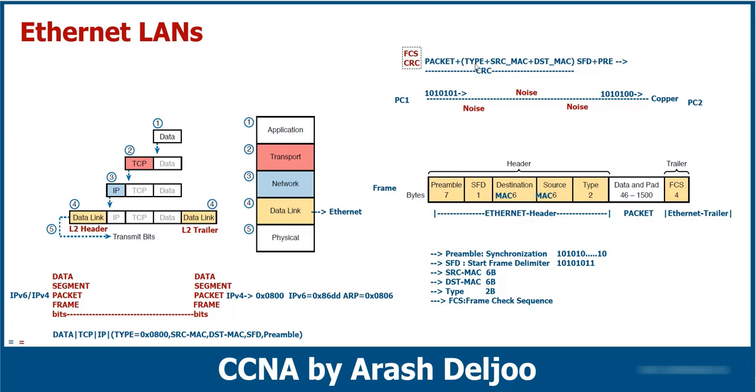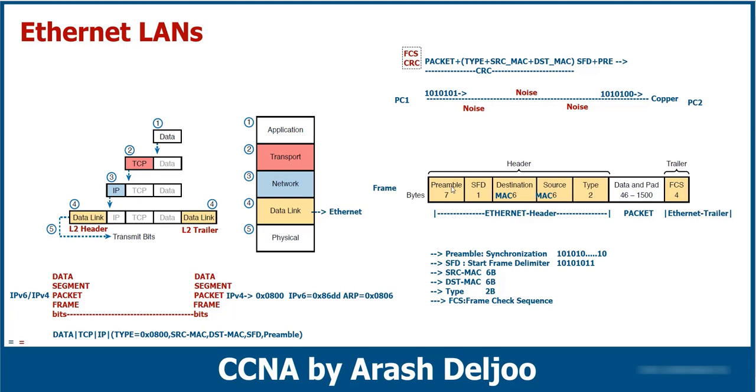Let me check the type. In type, we can see IP, or 0x0800. This means that we need to give the packet to the IP protocol. Now we can de-encapsulate all of this information: type, source MAC, destination MAC, SFT, preamble, and also FCS, and we can give this packet to the network layer. Now you know the function of the preamble, SFT, destination MAC, source MAC, type and FCS.